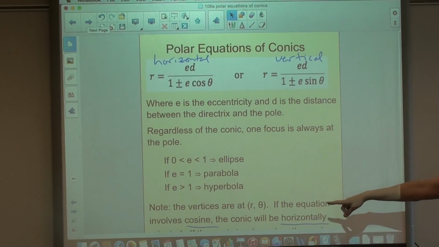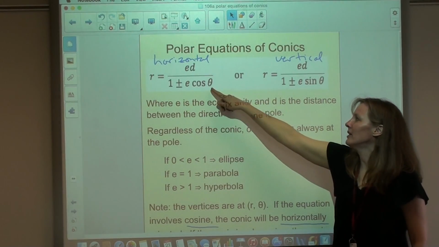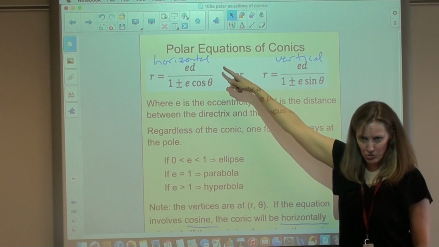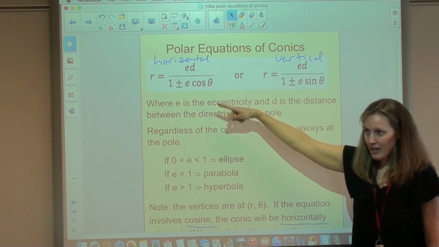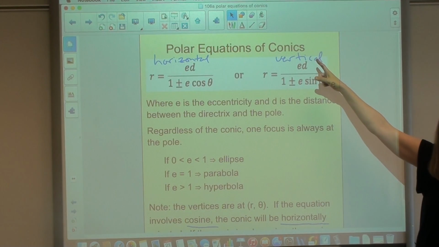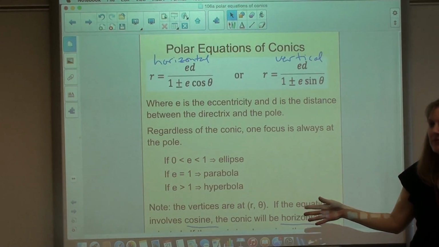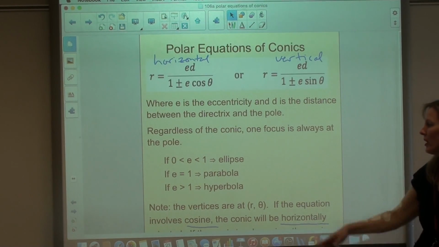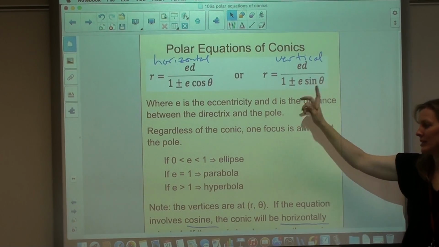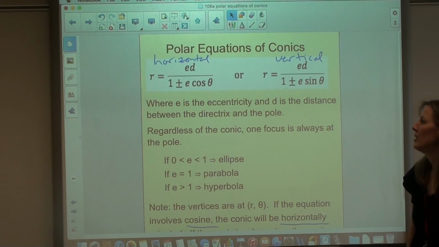All the points are going to be written in polar form. If the equation has a cosine, it is horizontally oriented. If the equation has a sine, it is vertically oriented. No matter what the shape, if there's a sine, it's going to be vertical. If there's a cosine, it's going to be horizontal.